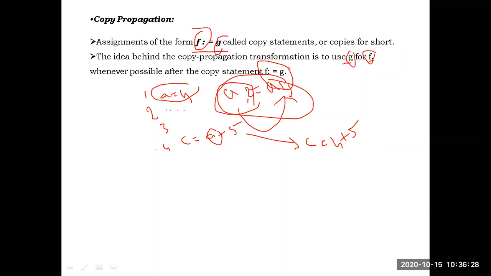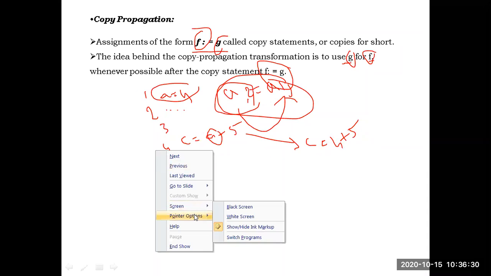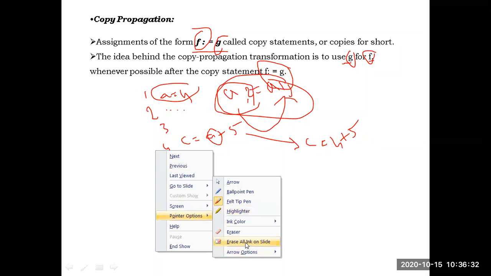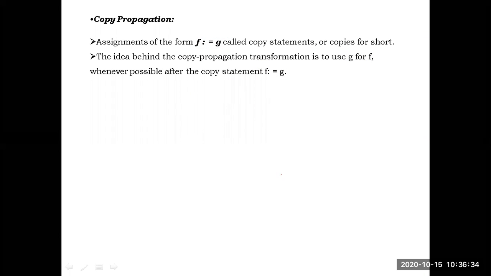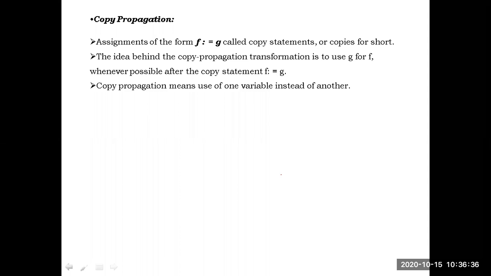c is equal to 4 plus 5. That is the code, the copy propagation. క్లియర్ అండి? What is copy propagation? See the example. The use of copy propagation is, copy propagation means use of one variable instead of another variable.